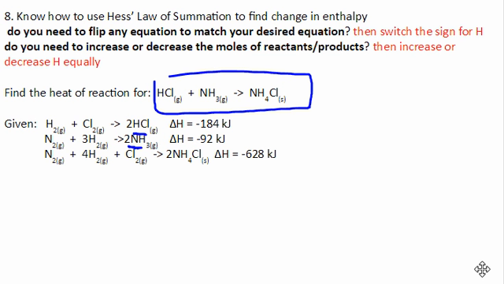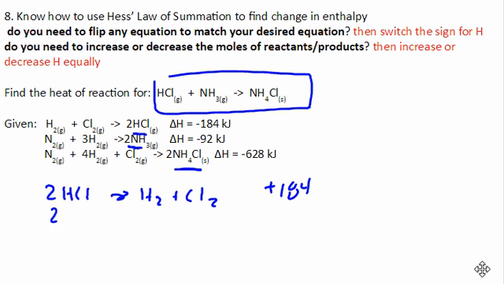And then finally, N2 plus 4H2 plus Cl2, none of that seems to be helpful, but the NH4Cl does. Now, in every case, I have double what I want, so I could either cut all these equations by half before I add them up, or what I'm going to do is I'm just going to go ahead and flip this one and leave it. 2HCl yields H2 plus Cl2, and I'm going to flip the sign to positive 184.